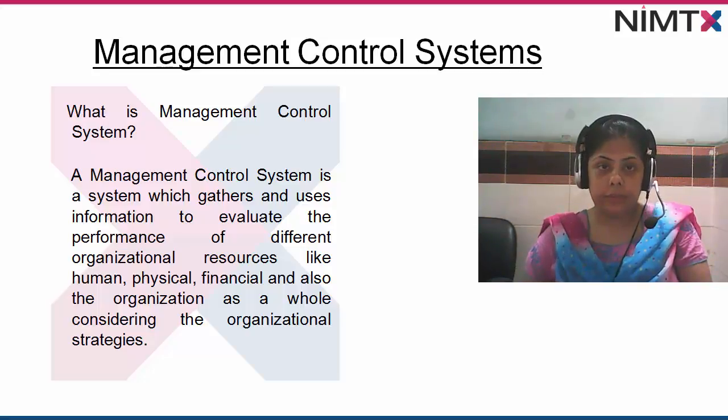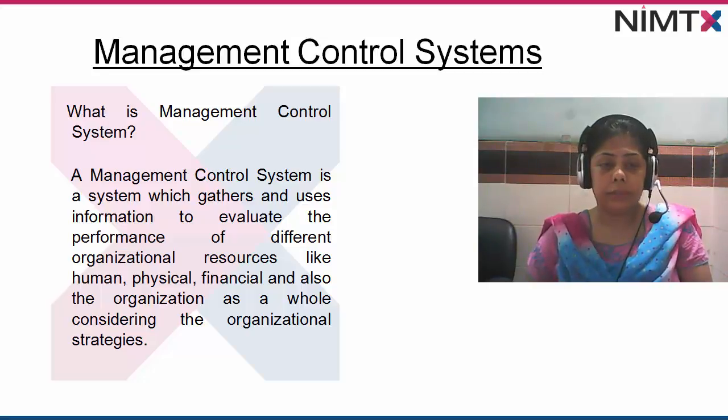Management control systems. What is a management control system? A management control system is a system which gathers and uses information to evaluate the performance of different organizational resources like human, physical, financial, and also the organization as a whole, considering the organizational strategies. It's quite simple: management control systems means the control within an organization.